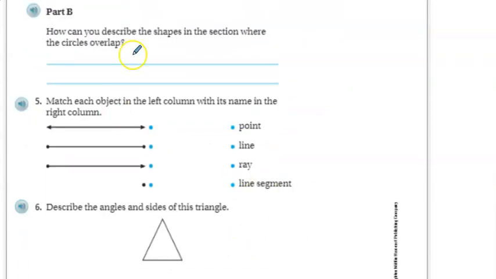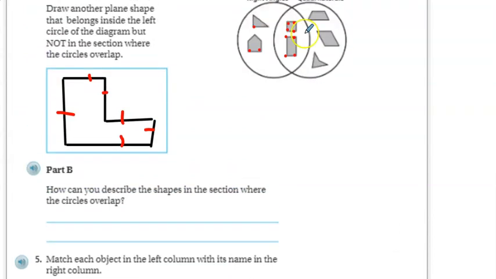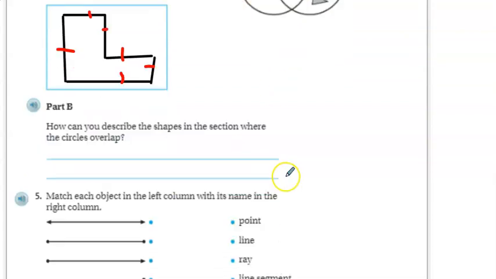Part B, how can you describe the shapes in the section where the circles overlap? You could definitely say the shapes are quadrilaterals with 4 right angles, which are right here. 4 right angles and they are quadrilaterals.